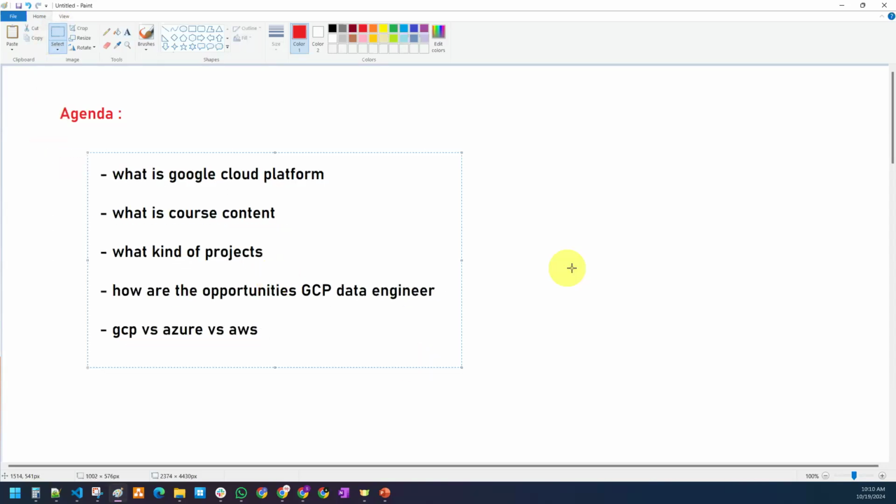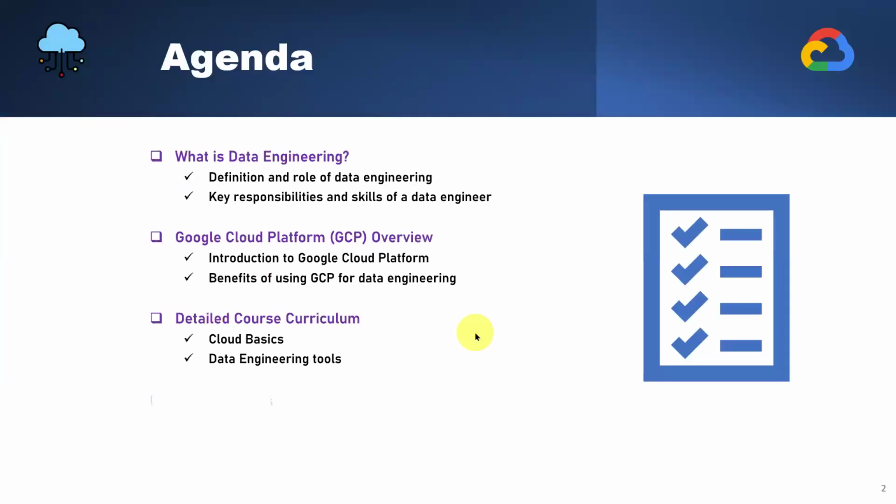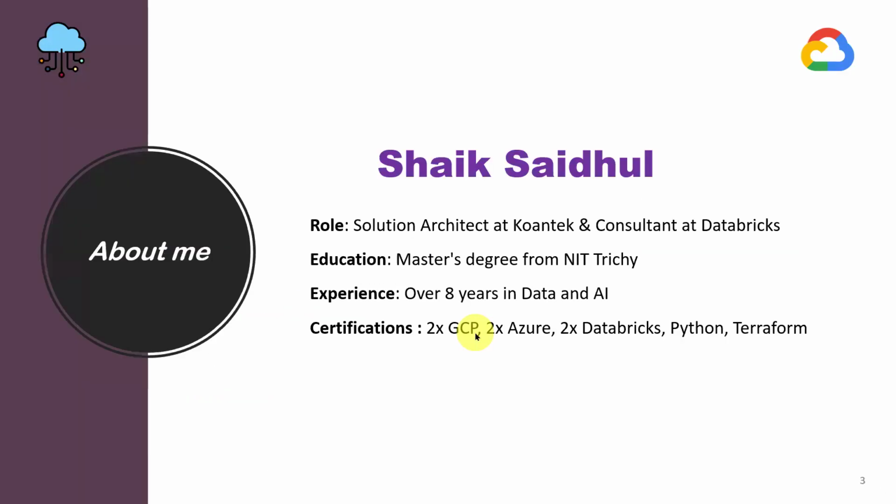And before we start with what is Google Cloud Platform, I'm going to tell you about me. Before we enter into the very first topic, that is what is Google Cloud Platform, I'm going to introduce myself, guys. First, my name is Shaik Saidhul. I am currently working full-time as a solution architect at Contech. I'm also working as a consultant at Databricks.